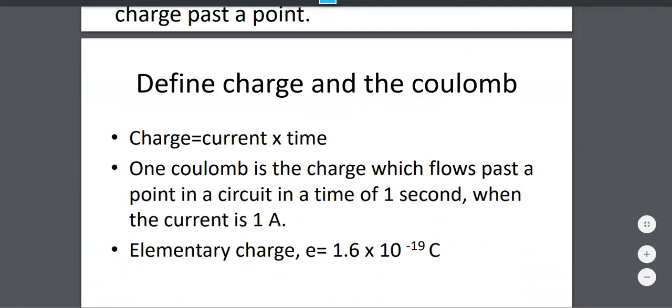Define charge and the coulomb. So charge is current times time. The coulomb is the charge which flows past a point in one second when the current is 1 amp. That's all written on the board over there. And the elementary charge we talked about last week has that value, thanks to Millikan and his famous oil drop experiment.